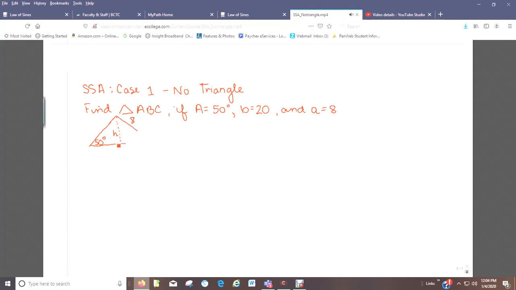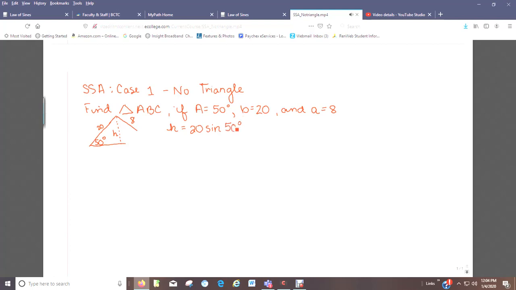All right, so let's label our other sides. Let's suppose that B, this side over here, is 20. All right, well, what we're going to do is use the following formula. The height, this distance right here, is always going to be the side that is not opposite our angle, so that's our 20, times sine of the angle that we're given.